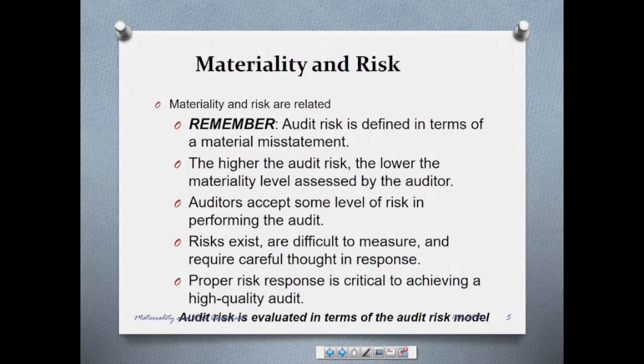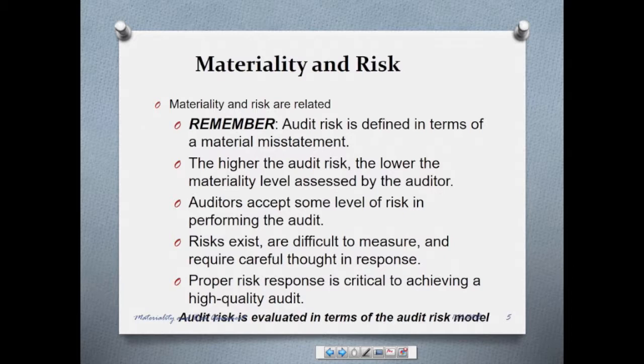Just the relationship between materiality and audit risk. Audit risk is defined in terms of the risk of material misstatement. So the higher the audit risk, the lower the materiality level assessed by the auditor. So what does high audit risk mean? Isn't it a high risk that the auditors will issue an opinion saying that there is no material misstatement when there is? Exactly, right? That's the risk that you issue an incorrect audit opinion.